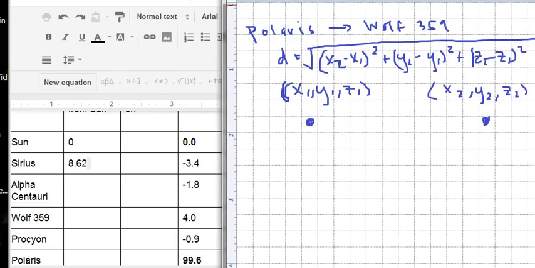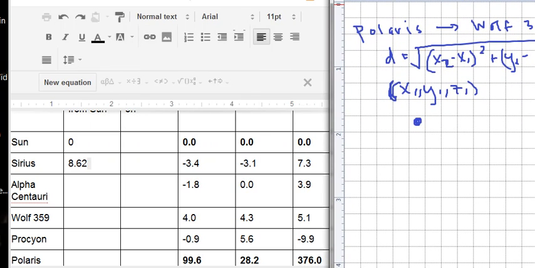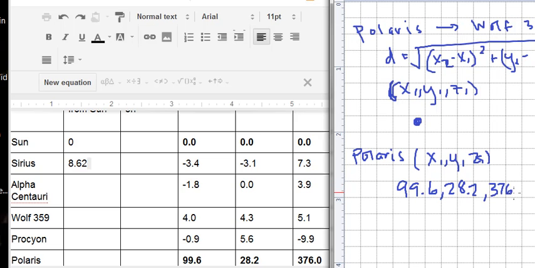So, first thing I want to do is figure out where Polaris is. Polaris. What is your x1, y1, and z1? Just write down those numbers. Let's see. 99.6, 28.2, and 376.0. Cool. And then I'm going to figure out what Wolf 359 is.